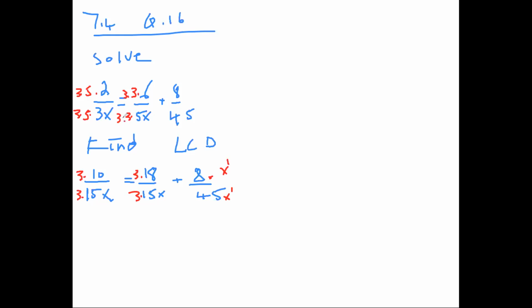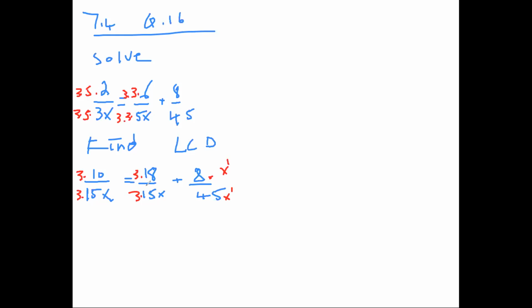So just complete the denominators, make sure they have the exact same number and the exact same variable. So this one was missing x, and these two were missing the 45. They were 3 and 5. Now, as you can see, they're all the same. 45x, 45x, 45x.